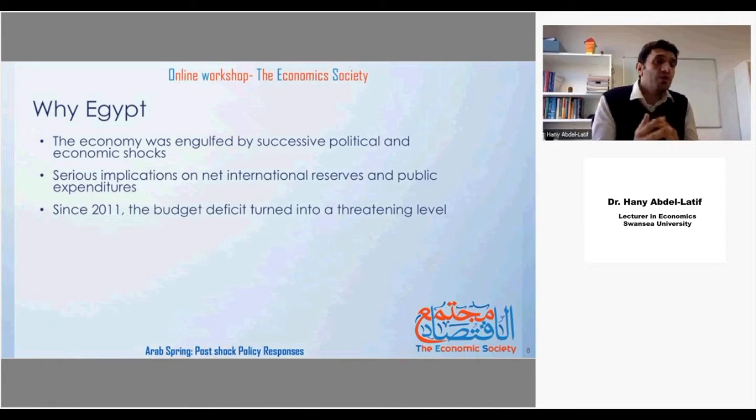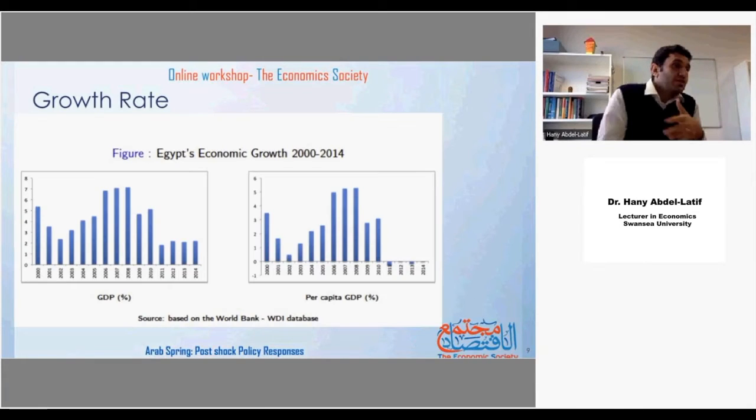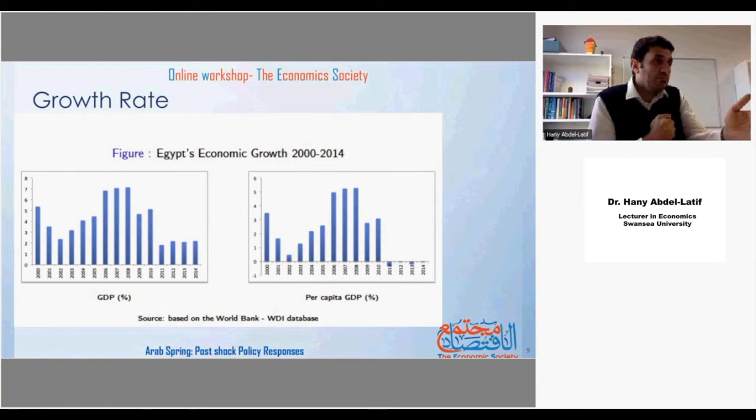So now let me take you to why we're looking in particular at Egypt. Of course, we all saw what happened in 2011 in Egypt with the Egyptian revolution. The economy has gone through successive political and economic shocks. This had serious implications for net international reserves, public expenditure, and the budget deficit. If we look at economic growth in Egypt over the last decade, after 2011 there was a sharp drop in the GDP growth rate from almost 6 to 7% per year to less than 2% around 2011, 2012, and even after that.